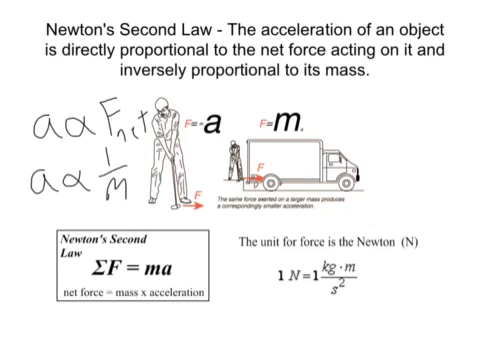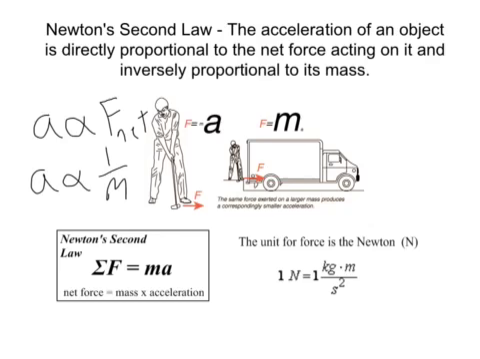Say you're going to try to push a Prius. One person or maybe two people could probably push a Prius, but those same two people pushing with the same force are not going to push a large truck. They're not going to get it to accelerate. So that's showing us how our acceleration is directly proportional to the net force, and it's inversely proportional to the mass.